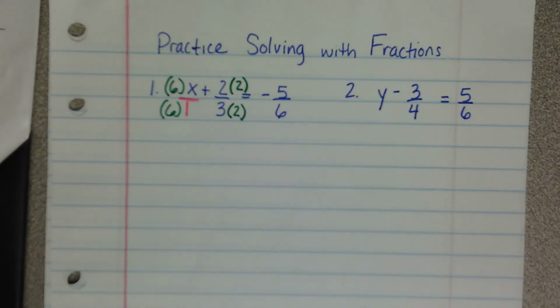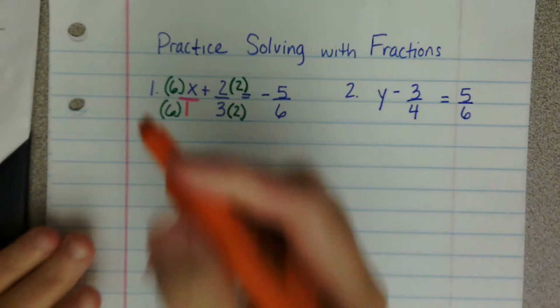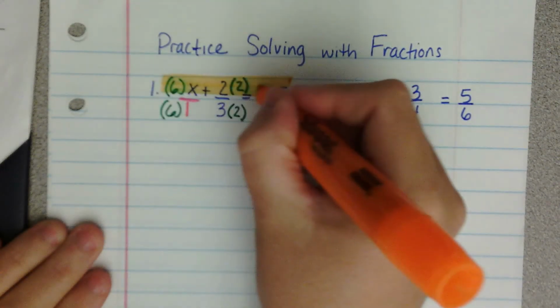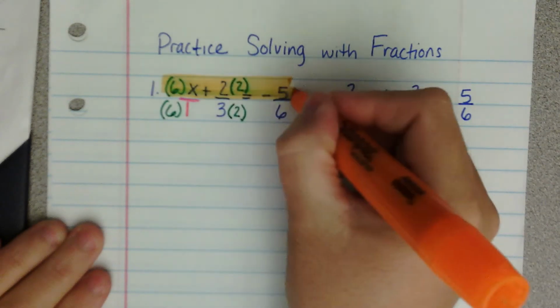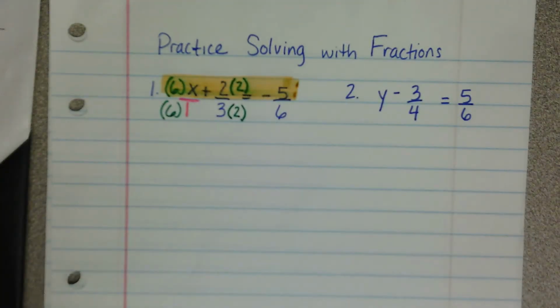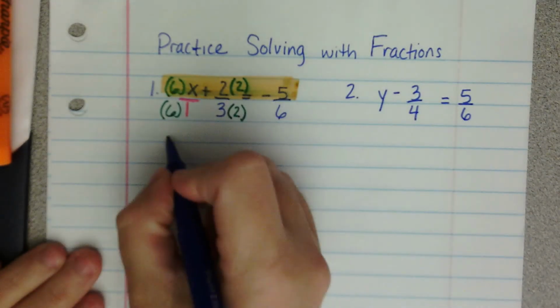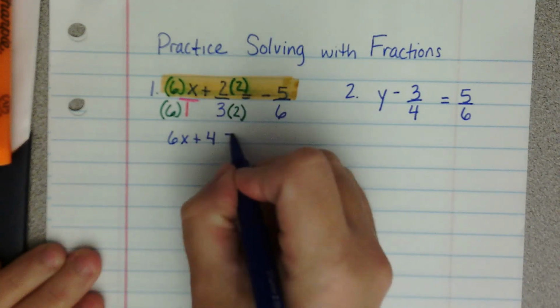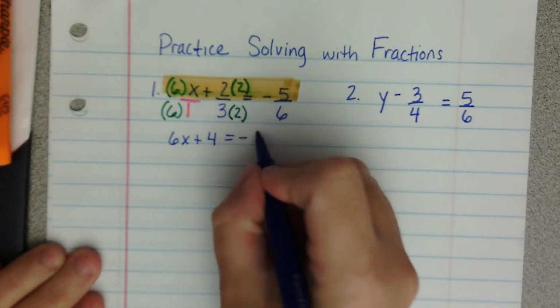Once all of the fractions have a common denominator, what you're going to do is rewrite the numerator, because the denominators can cancel because it's an equation. And when we rewrite the numerator, it looks like this. 6 times x is 6x. 2 times 2 is 4. And this is just negative 5.